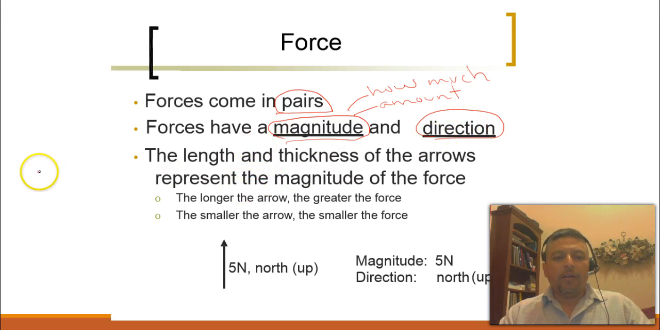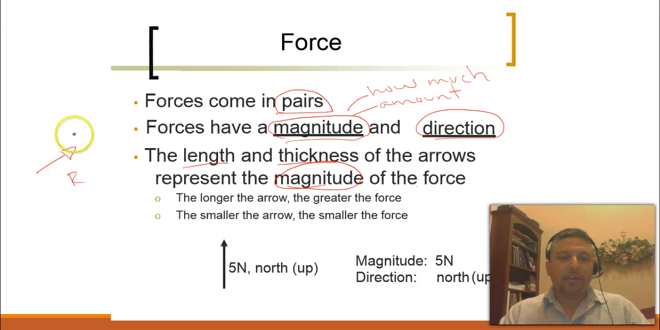We gotta learn a couple things like reading arrows. The arrows will tell you how much force and in which direction the force is being applied. The length and the thickness of the arrow represent the magnitude of the force. Also, the arrow will show you the direction. Like this one will be going to the right, and if we had an arrow going like this, it will be going to the left. The longer the arrow, the greater the force. The smaller the arrow, the smaller the force.